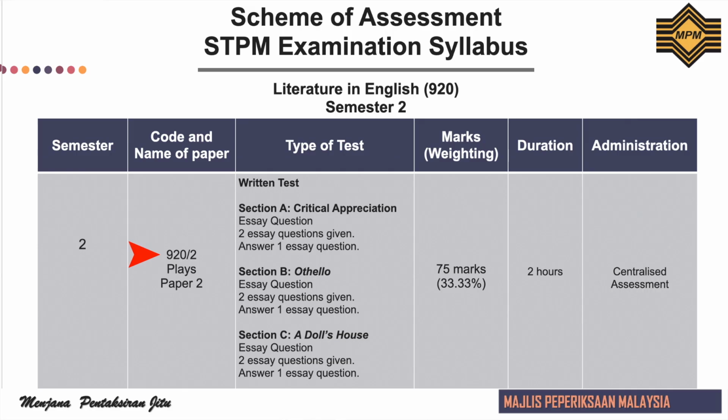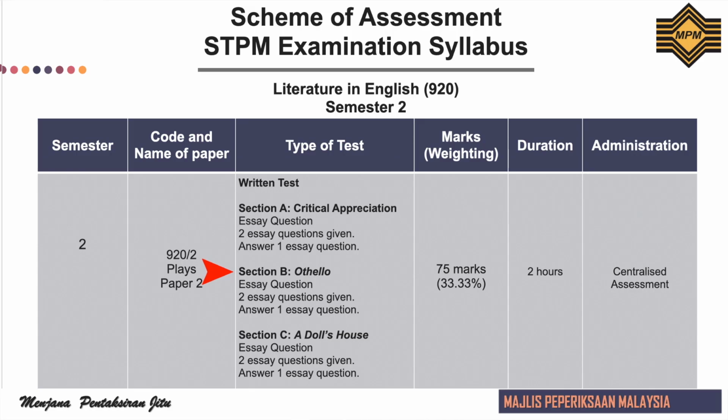920/2, paper name Plays. Like semester 1, the assessment is in written form consisting of 3 sections. Candidates will be tested on the 2 prescribed plays, which are Othello by William Shakespeare and A Doll's House by Henrik Ibsen. Section A is critical appreciation, where candidates will be given 2 essay questions, 1 on each play, but will only choose 1 question to answer.